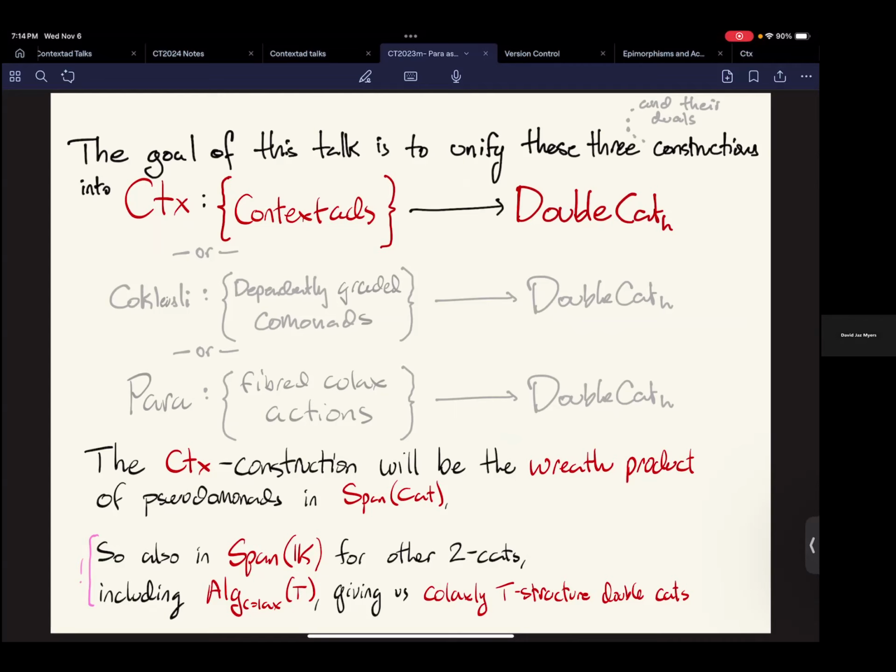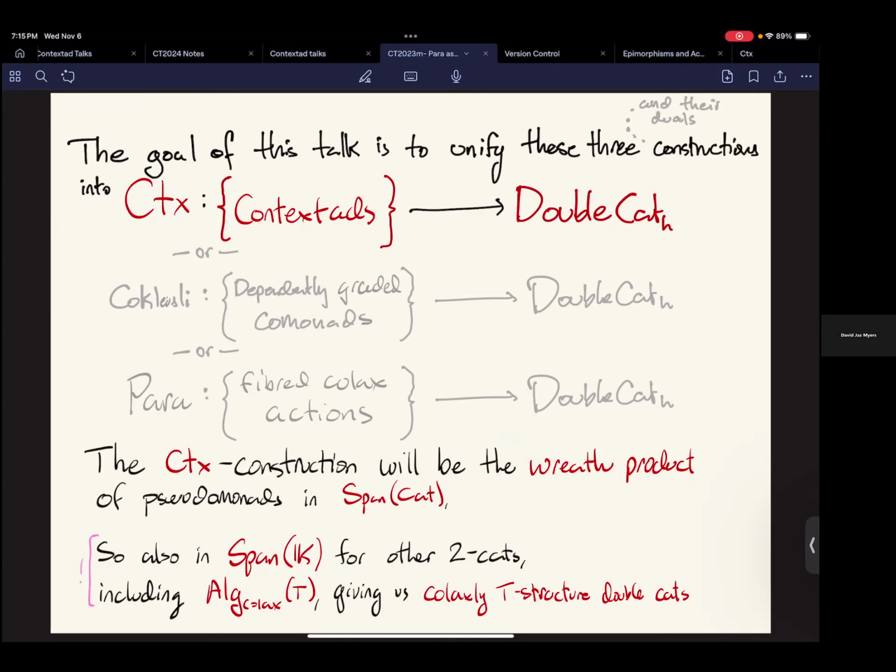And then the main new thing: I gave two versions of this talk last year while we were in development, and the project has developed a bit. It's finally on the arXiv, which is wonderful. The upside is that we're going to do this with beautiful abstract nonsense. We're going to see that this is quote unquote just the wreath product of pseudo-monads and Span Cat. A double category is a pseudo-monad in spans of categories, a categorification of the idea that a category is itself a monad in spans of sets.